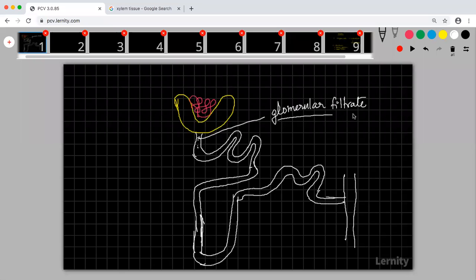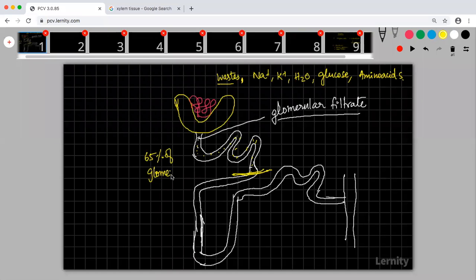When this glomerular filtrate is coming, it will contain many things. What are the many things that it will contain? It will contain sodium, potassium, water, and all the waste, of course. Waste, I am putting it as you have glucose, you have amino acids, all these things are required. When it is crossing this proximal convoluted tubule itself, almost 65% of the glomerular filtrate is absorbed.